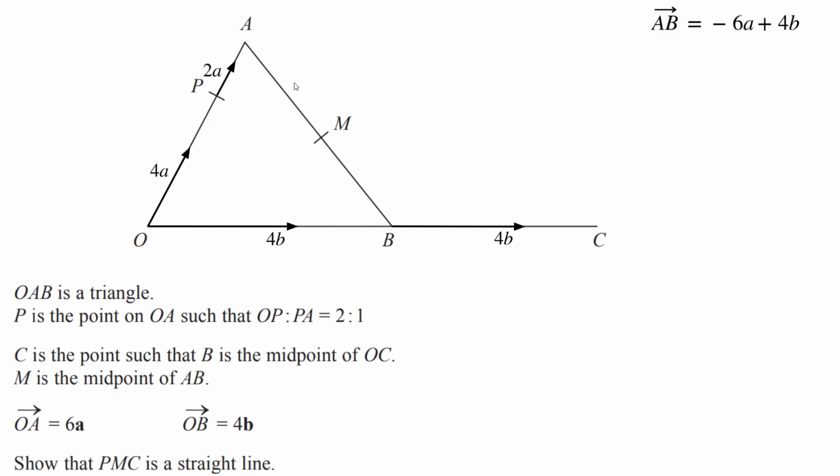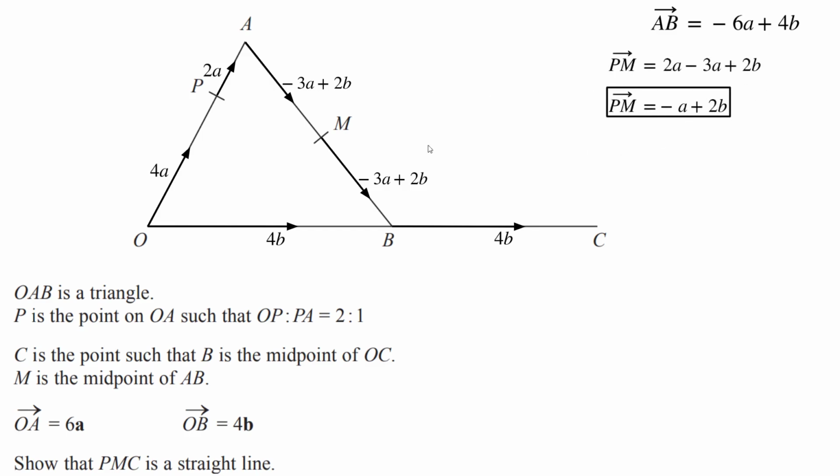Okay? And then AM is going to be half of that, so minus 3A plus 2B. So PM is 2A plus this, so plus minus 3A plus 2B. And then this is also a half. This is the same amount, because if M is the midpoint, then this equals this. So P to M is what I've just said. Let's simplify that to get that.